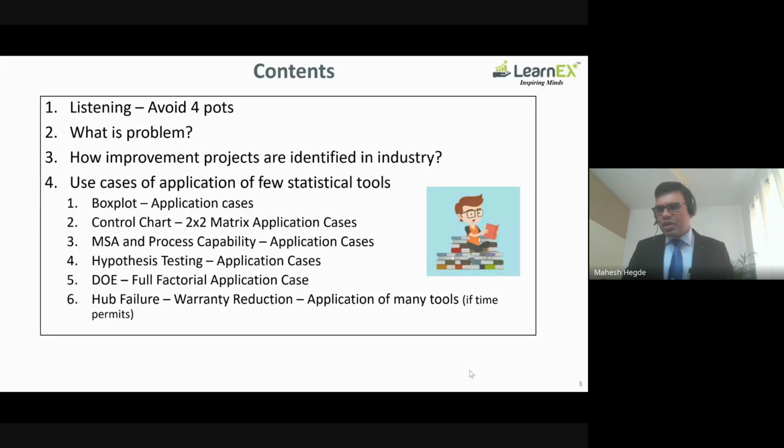First, I'll talk about something not statistical: how to listen. You can also tell this to the students. How to listen when somebody is speaking. There are 4 parts you have to avoid. I'll talk about it. Then we'll get into how to apply the statistical tools.